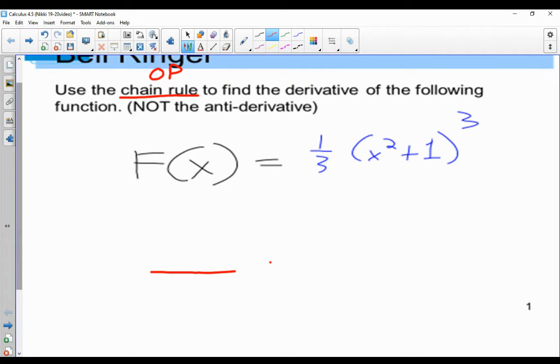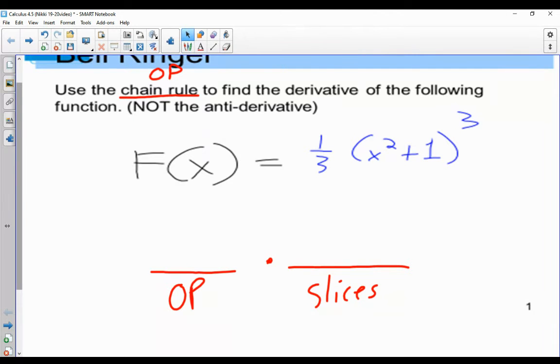To do the orange peel rule, you're first going to take the derivative of the outside, or the orange peel. Then you're going to take the derivative of the slices. And once you have those two derivatives, you will then multiply. Now, what exactly is the orange peel? Think of it as the peel, the part on the outside. So this is the orange peel that we have to derive. So let's do that first.